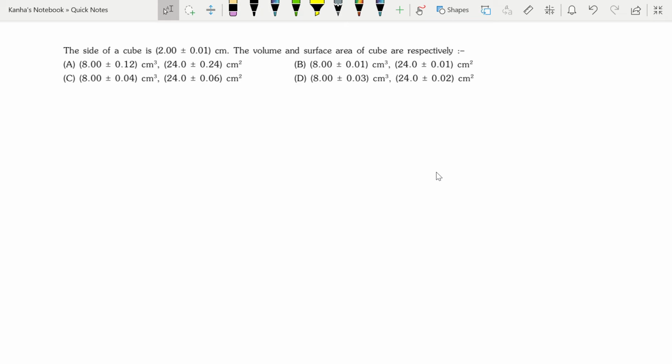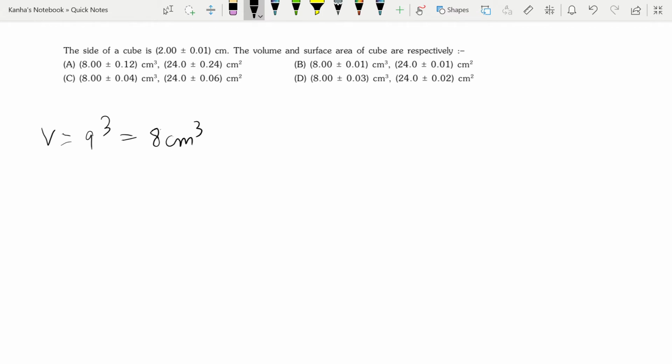One of the easiest questions that you can do from this topic is given to you. The side of a cube is given and the volume and surface area of the cube are asked from you. So for a cube, you know that volume is equal to a cube. Now taking into consideration the actual value, this is nothing but 8 centimeter cube.